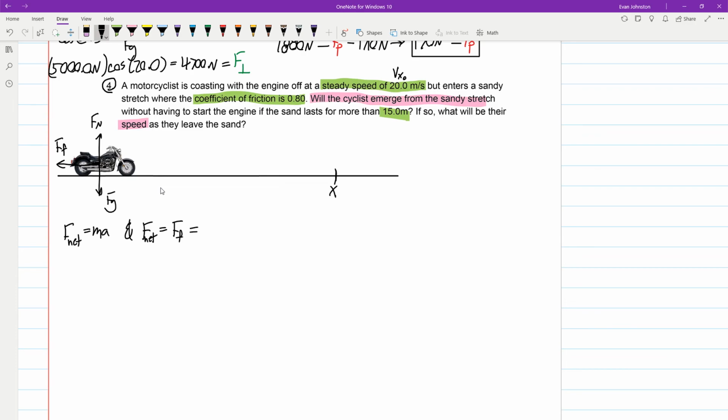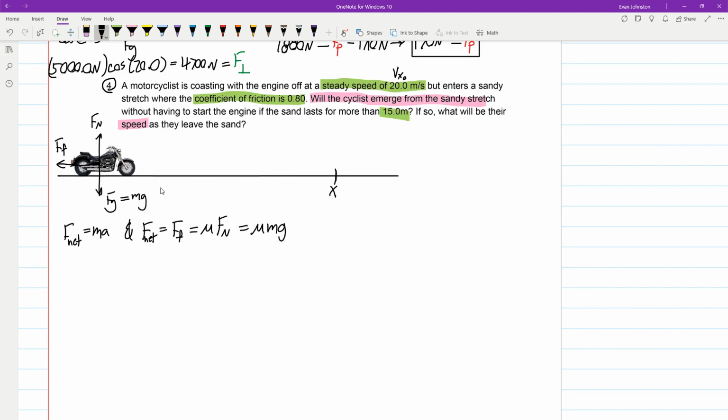And we know that that thing is mu times the normal force. But we know that the normal force is equal to the force of gravity here. They're matching. It's on a flat horizontal surface. And we know that gravity is mg. So I can rewrite this a final time as mu times m times g. All right, that's where we're at.